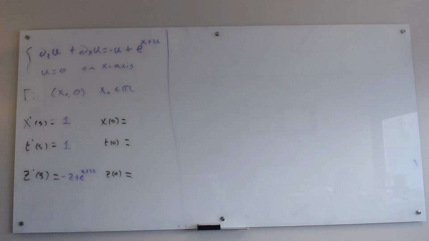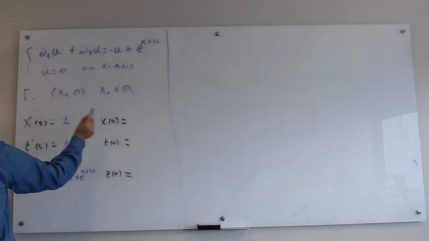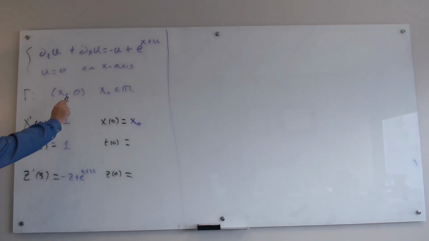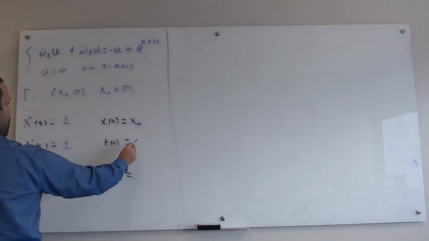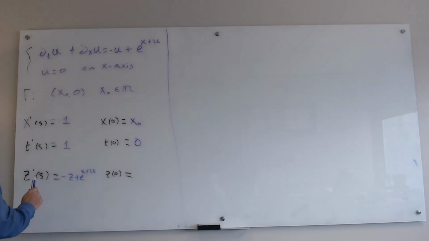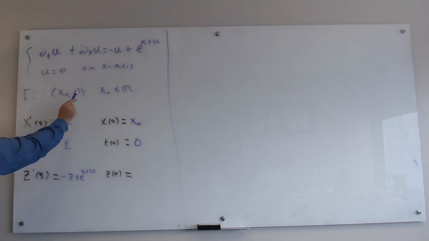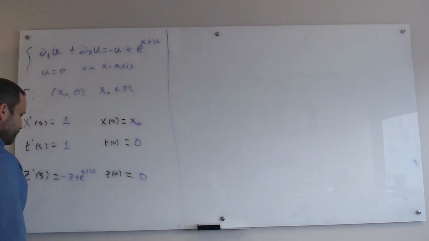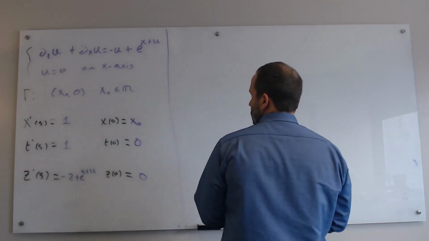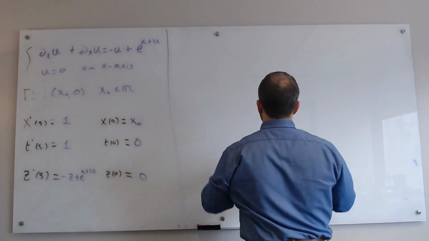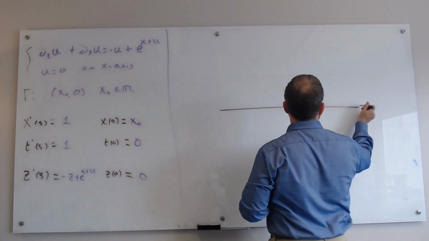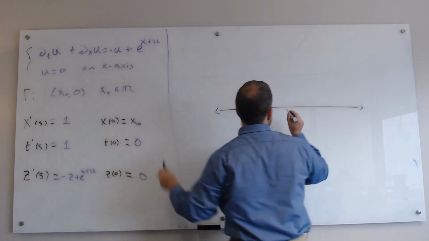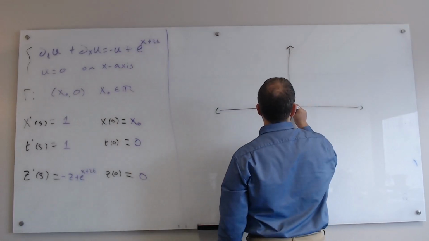Okay, x of 0 is equal to whatever that is there, that's x naught. T of 0 is equal to whatever that is there, which is 0. And z of 0 is whatever the function is there evaluated at that point, but here it's 0 everywhere. Okay, so if this equation was homogeneous, the solution would be 0. But it's not homogeneous. In other words, this term right there is the non-homogeneous term.